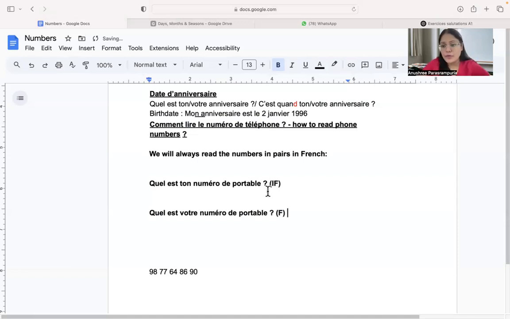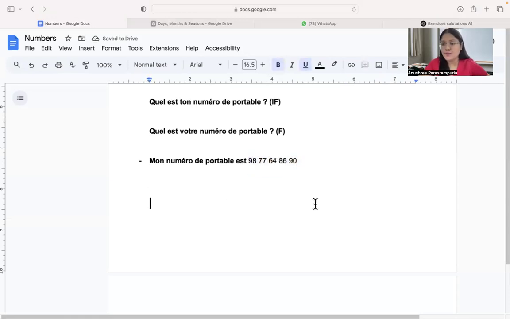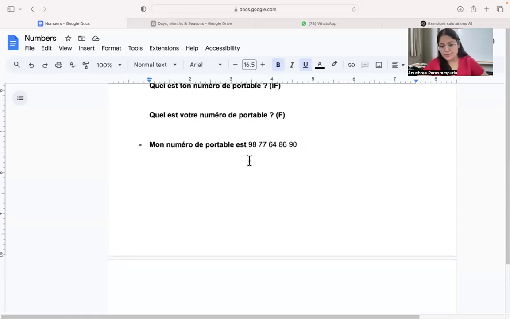Je répète, I'm repeating. Quel est ton numéro de portable? Quel est votre numéro de portable? To which the response can be simply, okay, we are going to combine all of this. Mon numéro de portable est, and then you start saying your number.